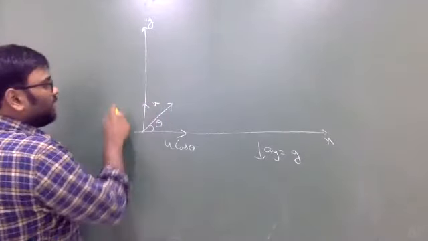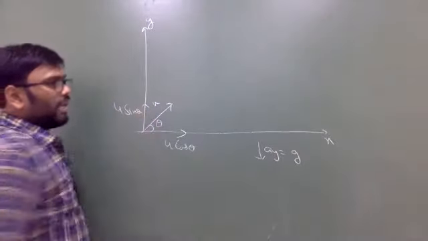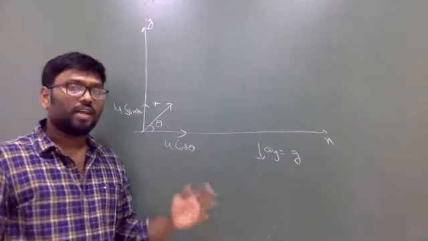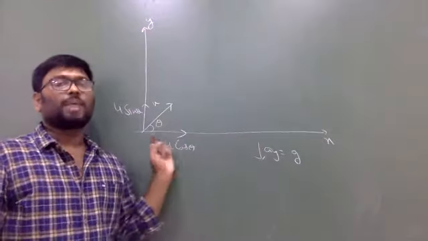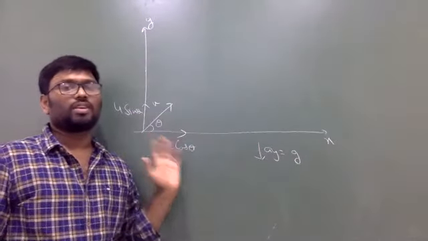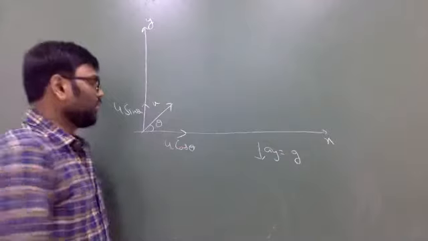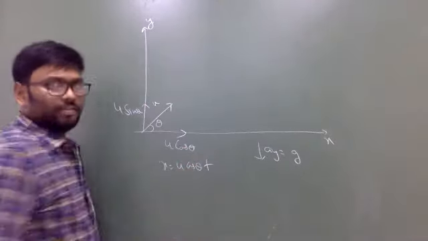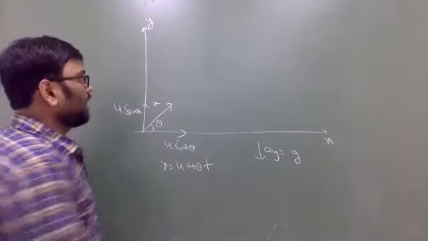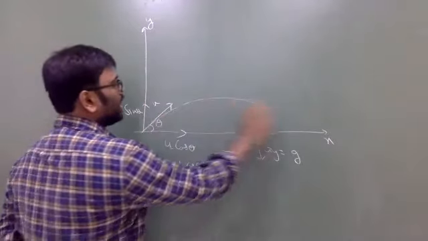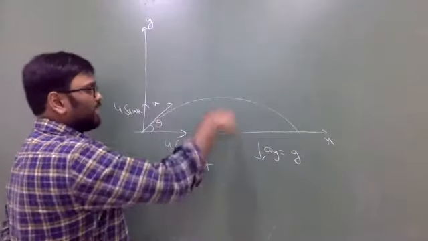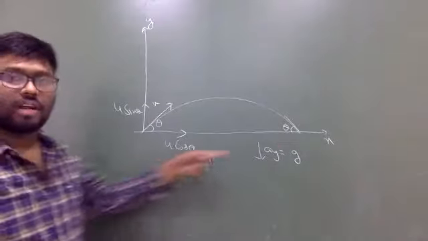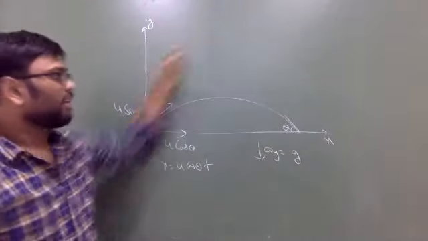Here this component will be u sin theta. Here the horizontal acceleration is 0. There is no force, and if wind and all are not there, the horizontal acceleration is 0. The particle will go with constant horizontal velocity u cos theta. So at any instant, the x component is u cos theta into t. And for the y component, this particle will go like this because of the acceleration g downwards. While hitting the ground, it will hit at an angle theta. The horizontal component remains the same, and it will hit with u sin theta.